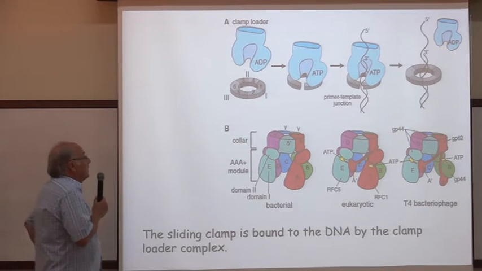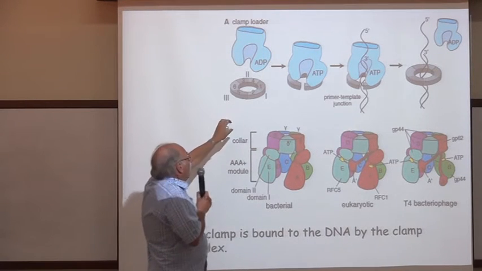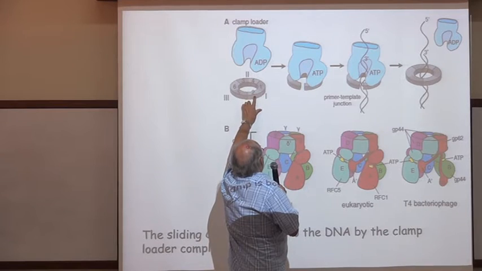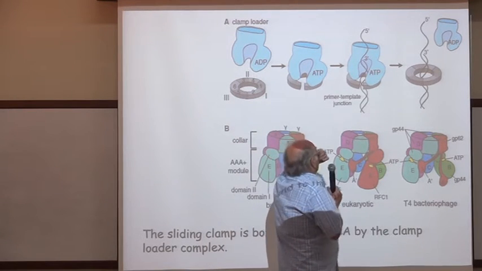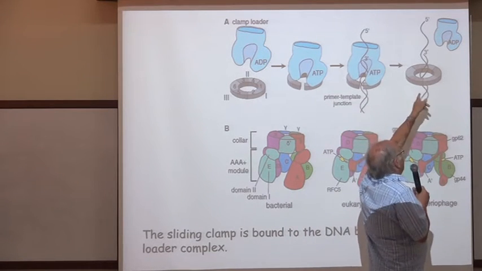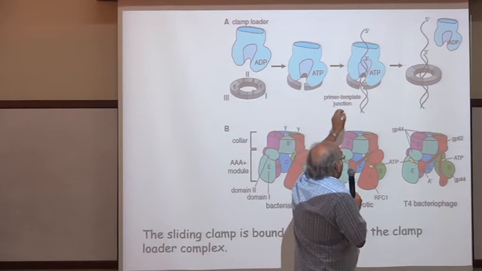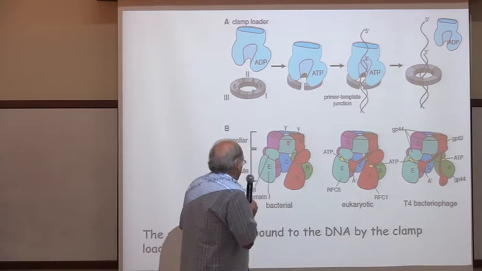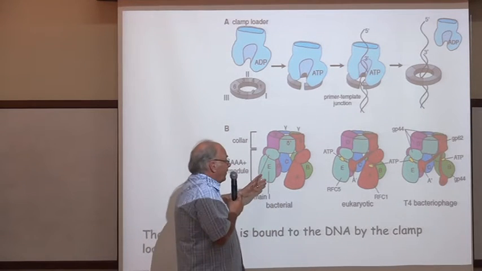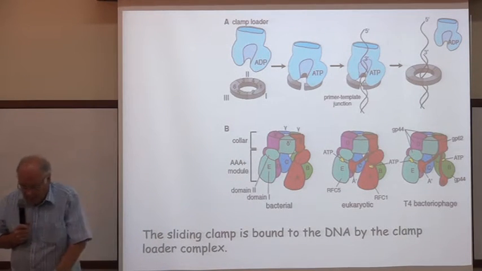And here's a simplified picture of the clamp loader. It's a complicated structure by itself, and it breaks open the ring between 2 of the subunits, between 2 and 5 here, such that the DNA can be bound into the ring, and then the ring is closed, and the clamp loader uses ATP again to do this type of job. This picture shows a little bit more of the details of 3 different versions of the clamp loader structure. But we shouldn't take more time to go into that.